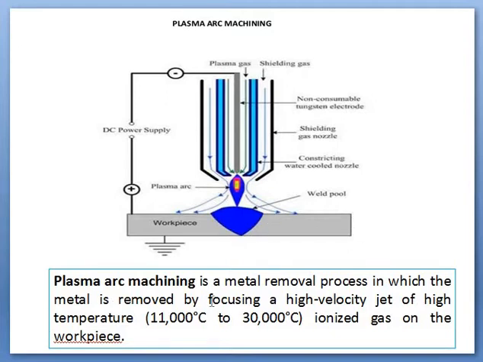See here, in plasma arc machining, the metal is removed by focusing a high velocity jet of high temperature, ranging from 11,000 degrees centigrade to 30,000 degrees centigrade, ionized gas on the workpiece. So, in plasma arc machining, again the material from the workpiece is removed because of the heat energy, and that heat energy will cause melting and vaporization of the material from the workpiece.